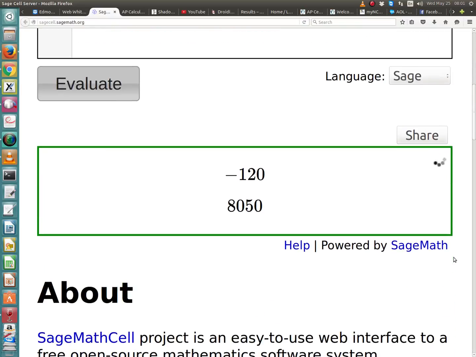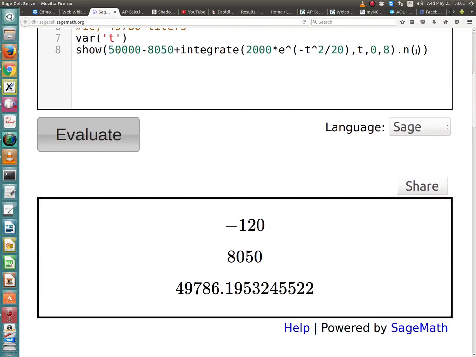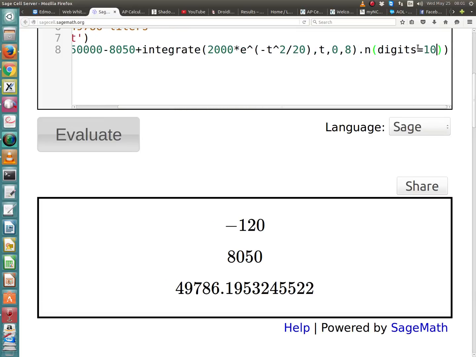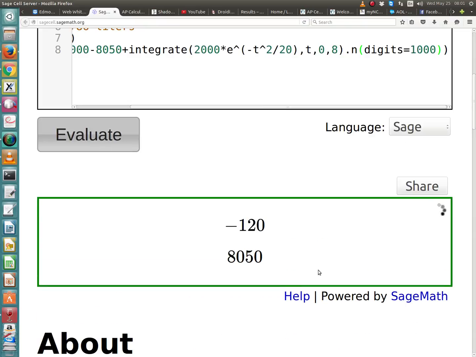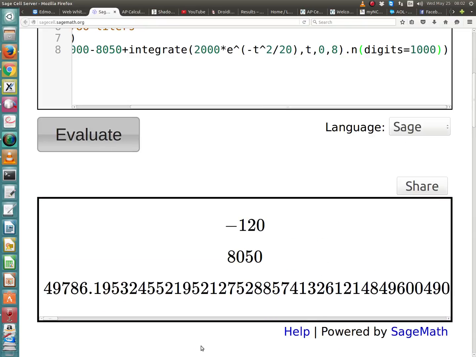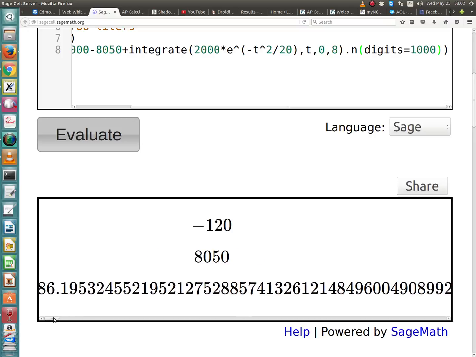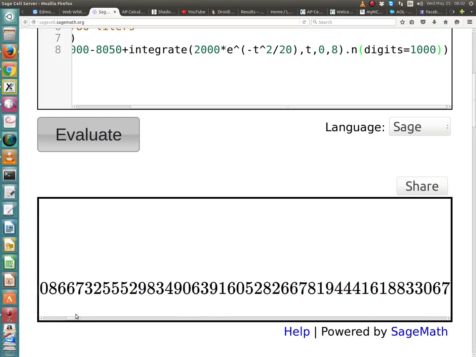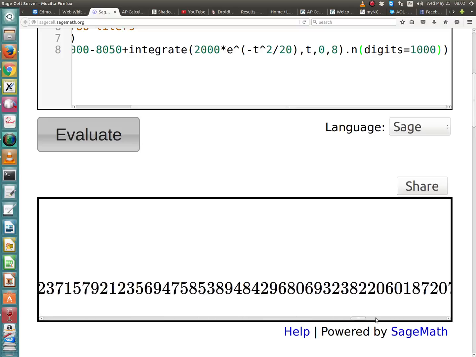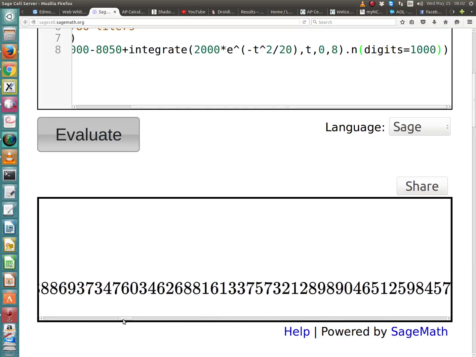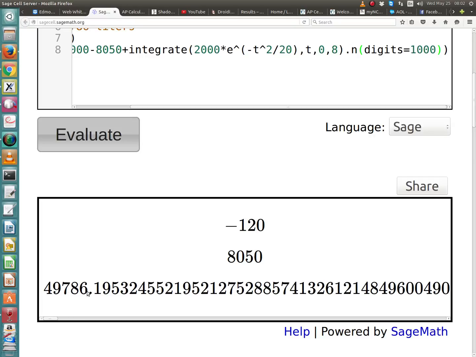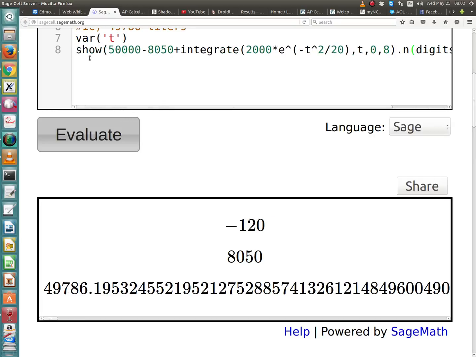Now, if you want more digits, you could specify. You could go crazy and say digits equals 1,000 digits. Let's see what it is. There it is. All right, so if you want 1,000 digits, start writing that on your paper. Well, you can't copy and paste our show result, but you can copy and paste a print result. So if you make this a print, you could do that.